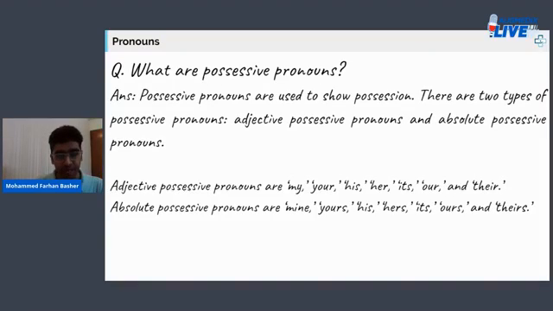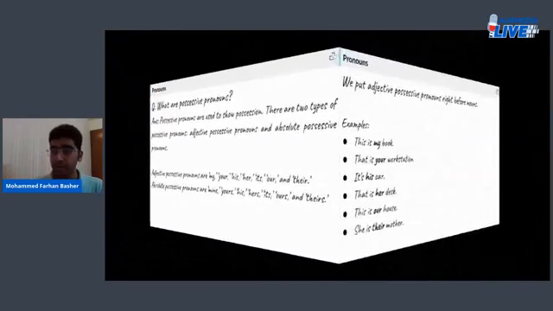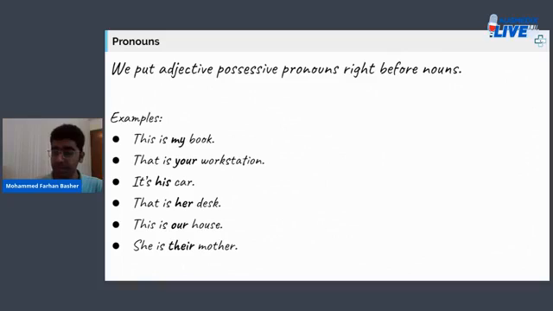How do we really understand the differences between these two types? Let's take a look at some examples. Examples make definitions clearer. Now, we put adjective possessive pronouns right before nouns.